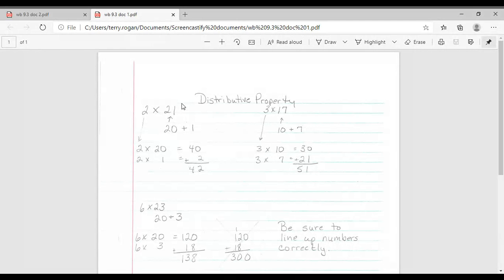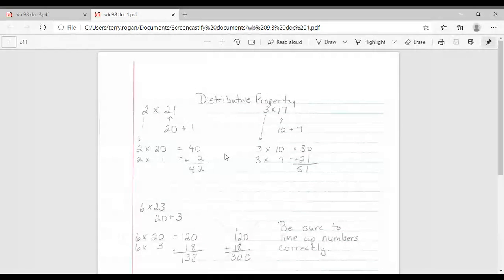But for part 2, I'd like you to use the distributive model instead of grid paper or base 10 blocks, which I doubt that you have at home. Although if you have grid paper and you want to use it, that's okay. But I think this is going to be a more efficient way, a quicker way to solve these problems.